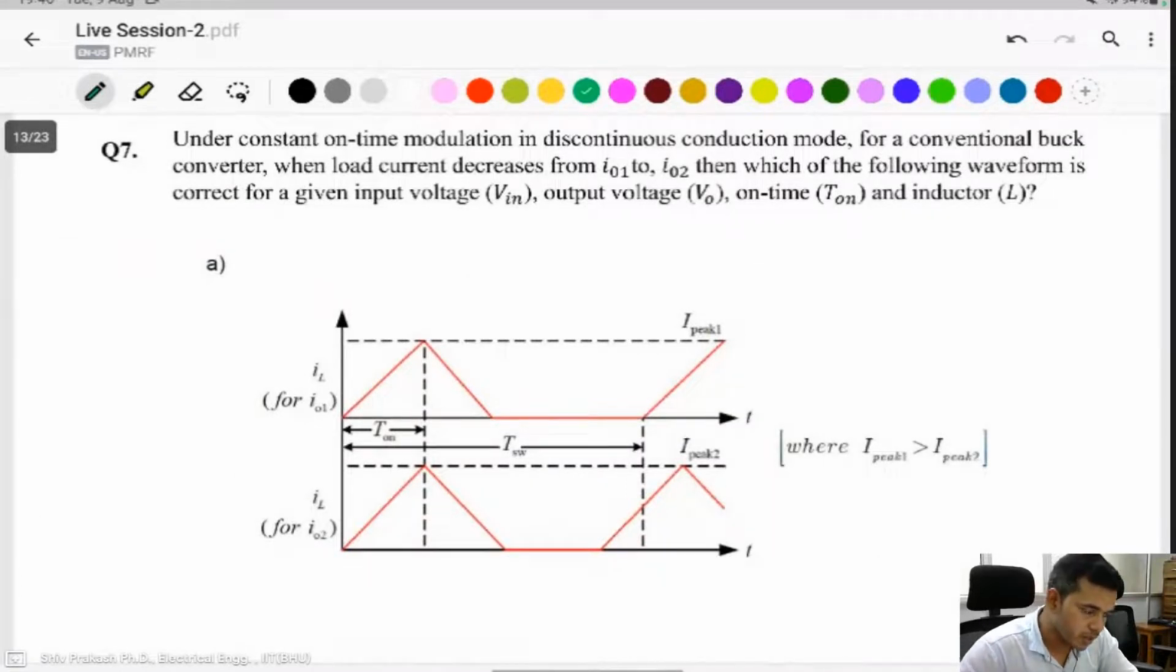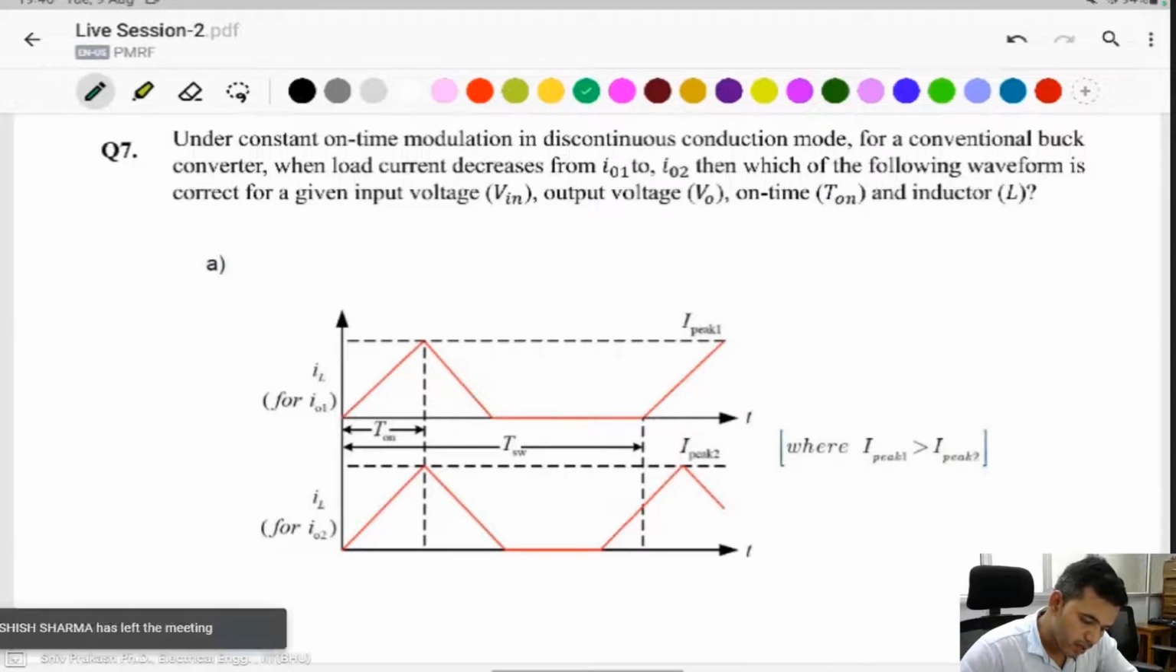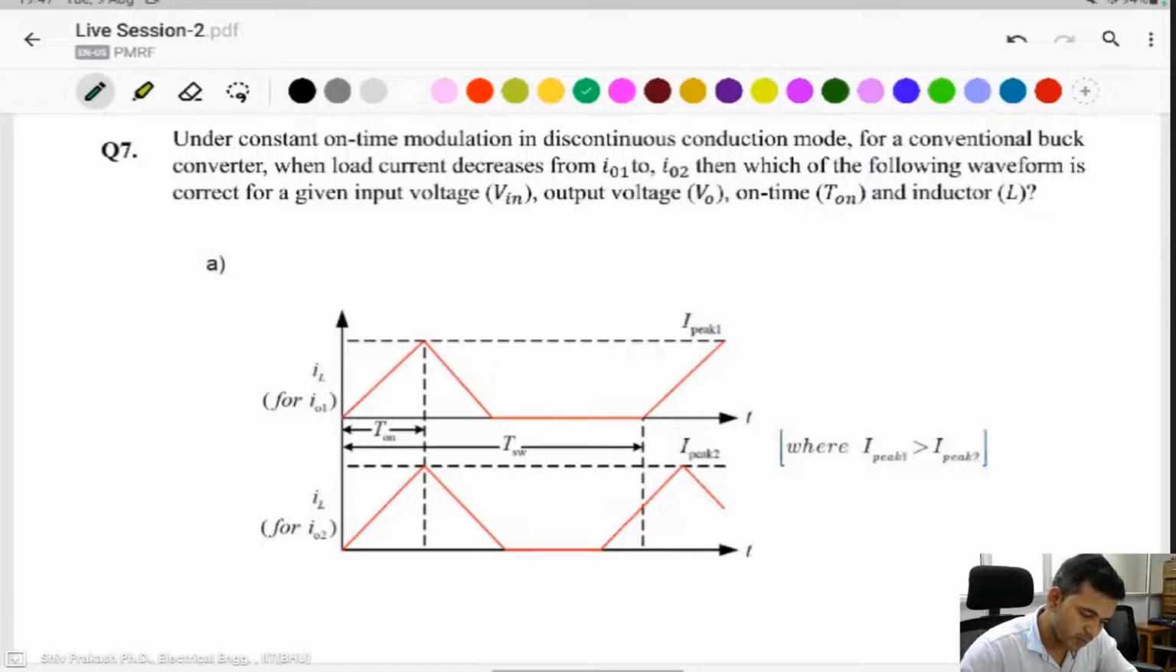Next, question number 7. Under the constant on-time modulation in continuous conduction mode for a conventional buck converter, when load current decreases from I0_1 to I0_2, which of the following waveforms is correct for a given input voltage? I think V_in, V_0, T_on, L is fixed, as it is the given input. This quantity is fixed. An option is given here.